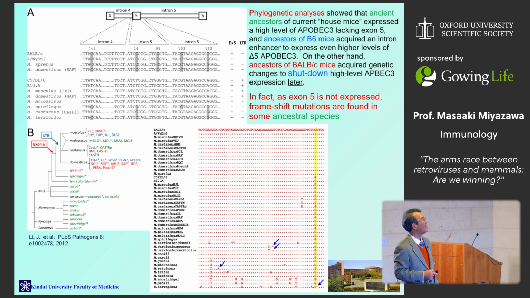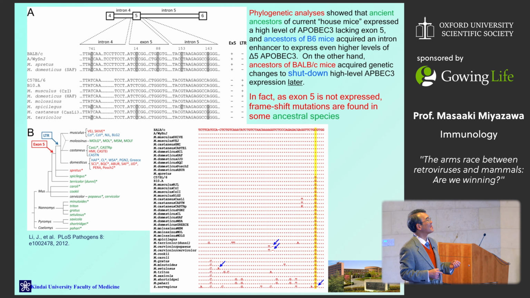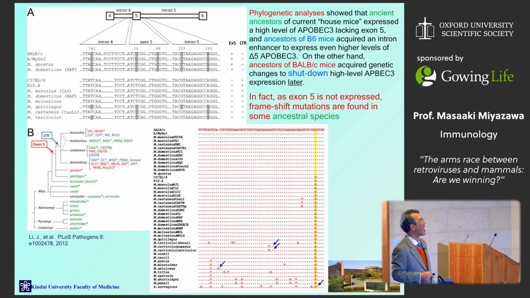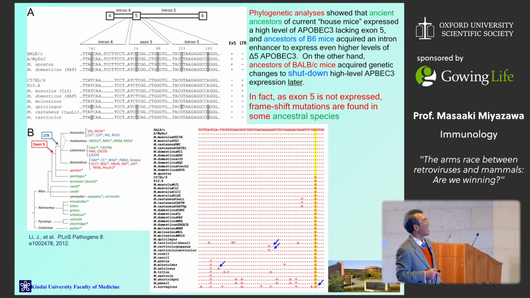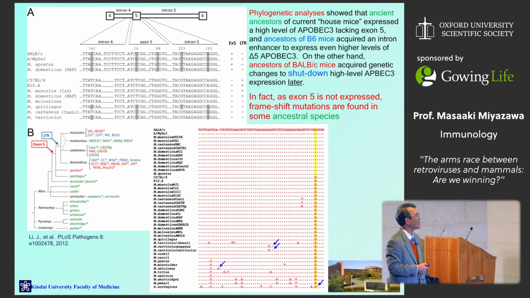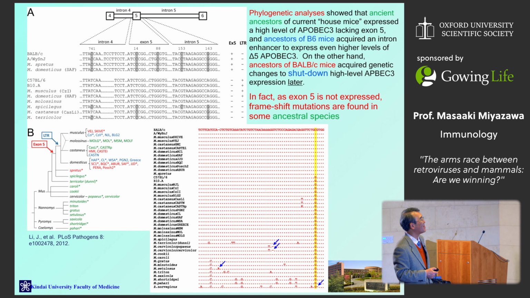So for ancestral mice, ApoBec3 was very, very important, and they expressed a large amount of the resistance factor protein, but somehow some ancestors of the current susceptible strain acquired a genetic change to include exon 5 that causes lower protein expression. This is very, very unusual.